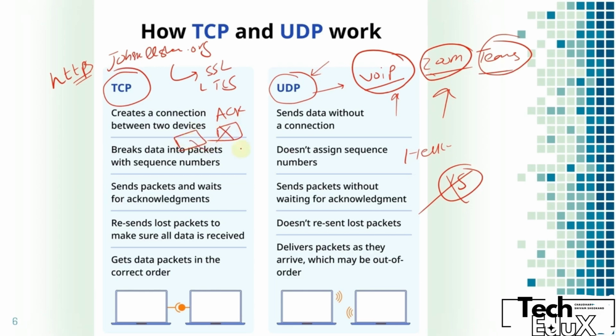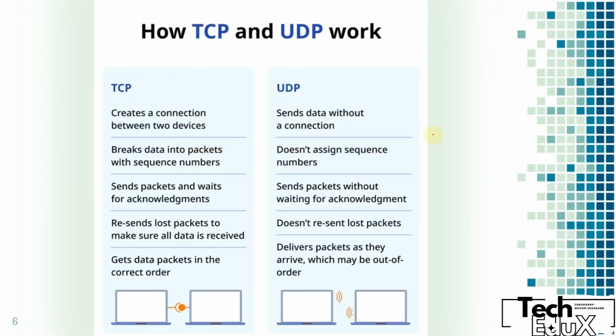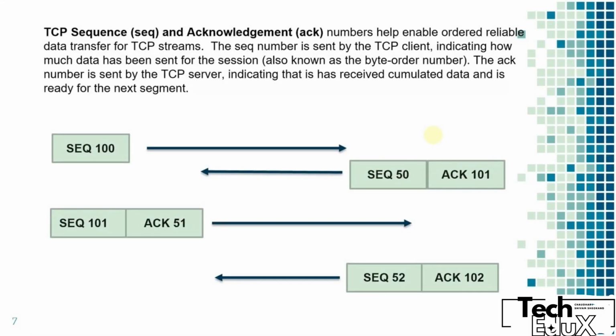So how do TCP and UDP work? This is going to be a differentiation table between TCP and UDP. First, TCP creates a connection between two devices, and I have already demonstrated this to you. So it establishes a connection first. But UDP sends data without a connection. In the second step, TCP breaks data into packets with sequence numbers, which we are going to cover in the next slide. Whereas UDP also breaks the data into packets but does not assign a sequence number. So it just sends blindly.